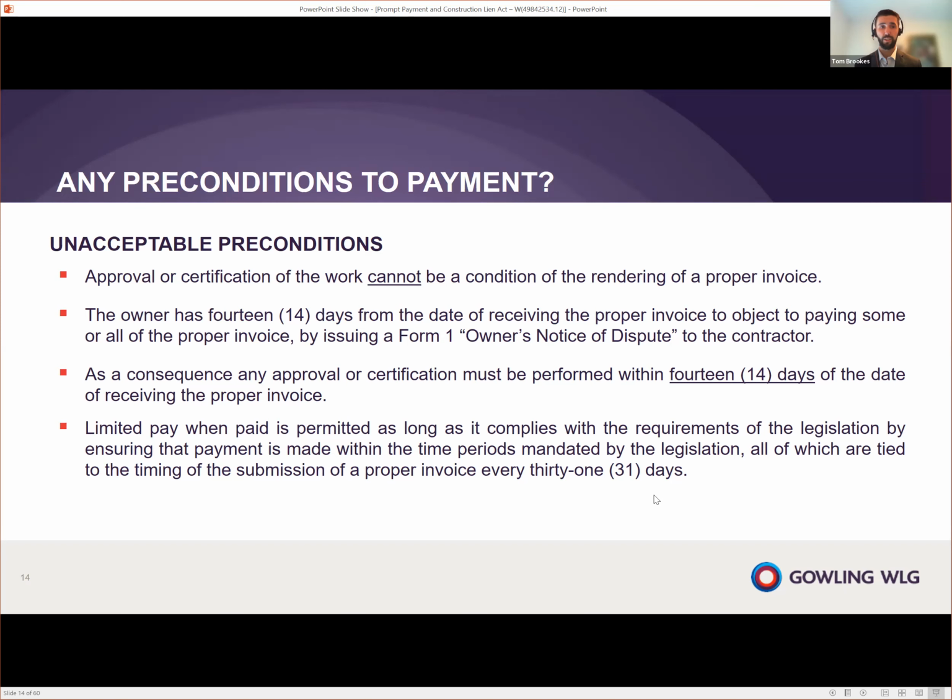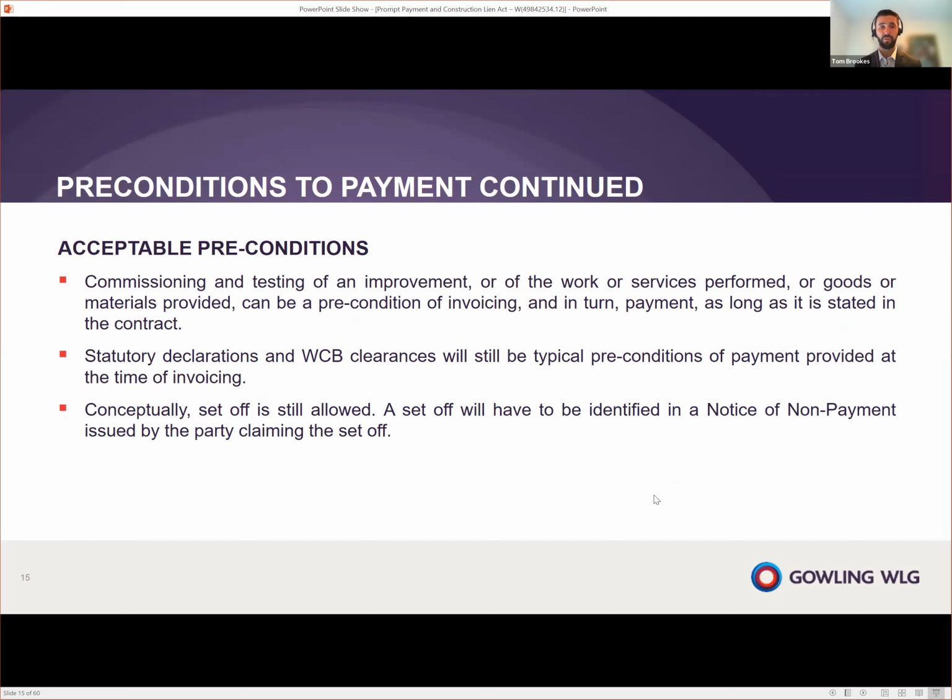Now, I mentioned some unacceptable preconditions. There are, however, some acceptable preconditions to the rendering of a proper invoice. Importantly, commissioning and testing of an improvement or the work or services performed can be a precondition to the rendering of a proper invoice, so long as it is stated in the contract. So what this means, for example, is that an owner can say that until concrete passes the required strength test, the contractor cannot issue a proper invoice for it. And because the contractor can't issue a proper invoice for it, he can't get paid for it. So this is the power of this commissioning and testing precondition to the rendering of a proper invoice.